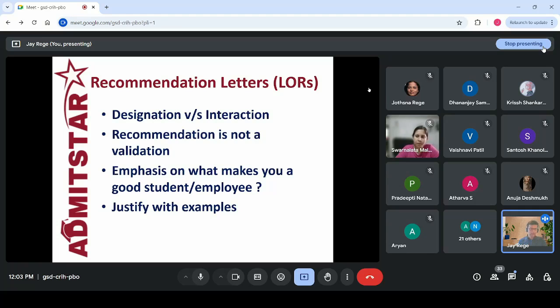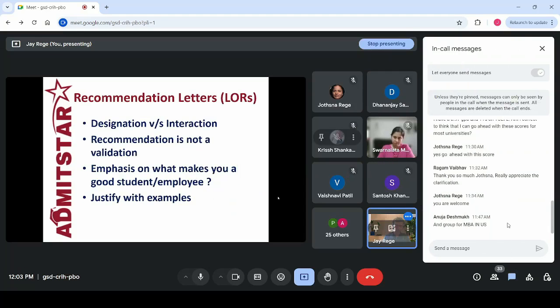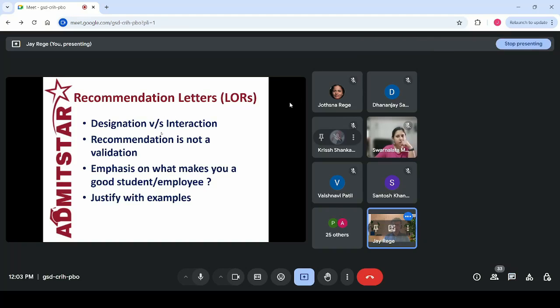Any questions so far? I think there is one question here. Let me take that. Anuja Deshmukh asks, any group for MBA in the US? Anuja, I'm not aware of any such group right now, but in case I come across something, I'll definitely put you in touch with that group. I'll probably put it there.